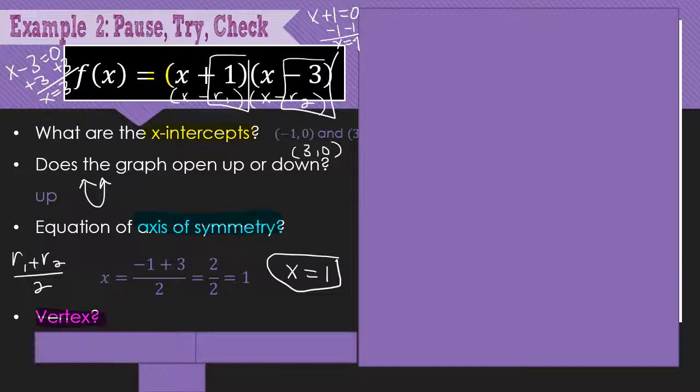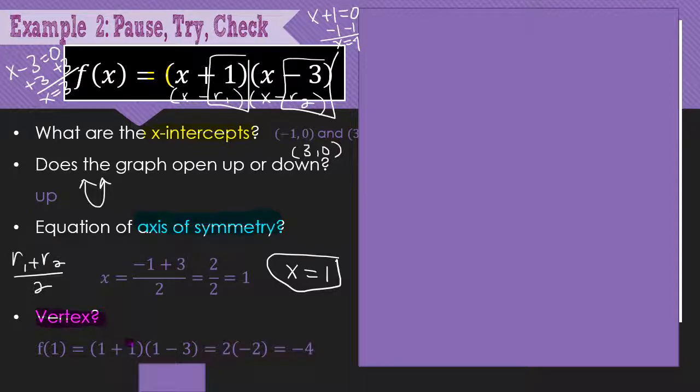And then I need to find my vertex. So now that I have my value of x equals 1, I'm going to take that value and plug it into my function. So I'm evaluating my function at x equals 1. f of 1 equals 1 plus 1, because that was my x, I'm plugging in 1 for x, 1 plus 1 all times the quantity of 1 minus 3. So when I evaluate that, 1 plus 1 is 2, and then 1 minus 3 is -2. 2 times -2 is -4. So my point for my vertex is going to be at (1, -4).